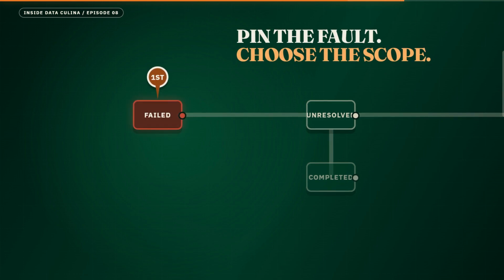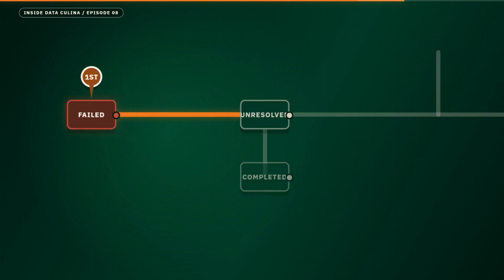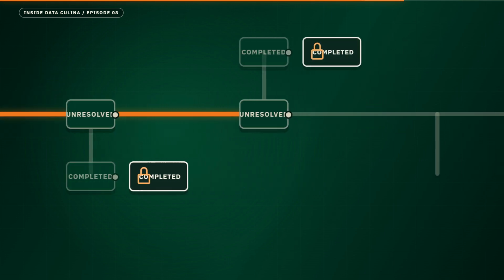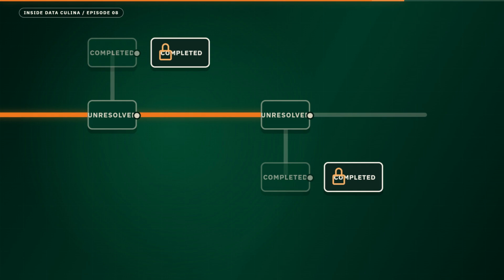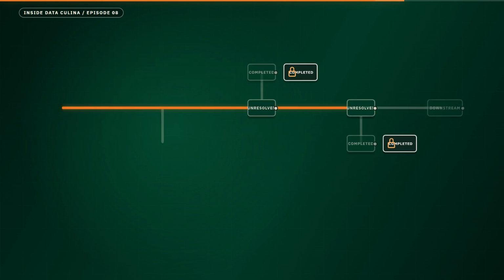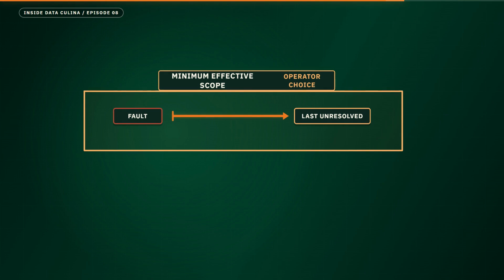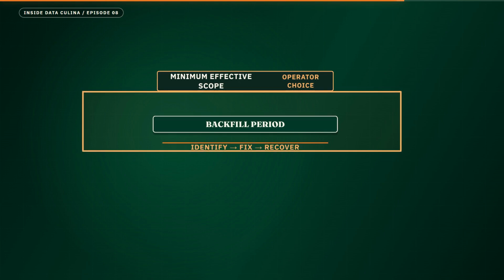Minimum scope is a decision, not an automatic calculation. Operations pin the earliest failure, inspect dependency impact, and choose only the affected path from that point forward. Work already completed stays behind a protected boundary unless there is a strong reviewed reason to touch it. That may mean rerunning one failed queue row, replaying transformation from existing staging data, or backfilling a missing period. The sequence is always the same. Identify scope, confirm root cause, fix it, then recover only what is needed.